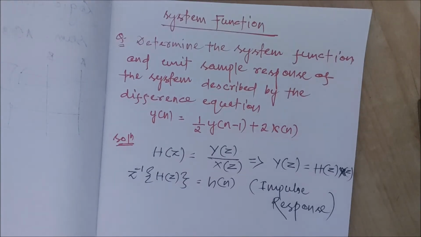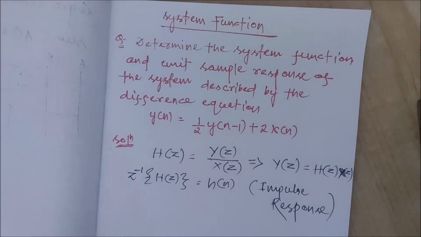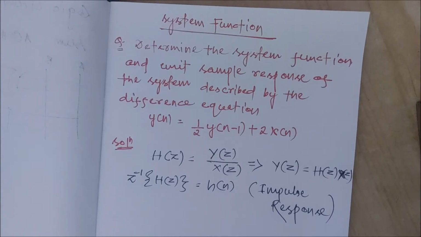Hello everyone. In this lecture we will solve one numerical on system function, and the question is: determine the system function and the unit sample response of the system described by the difference equation y of n is equal to 1 by 2 y of n minus 1 plus 2 times x of n.